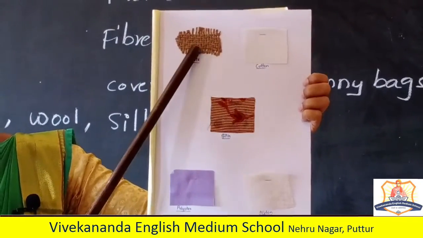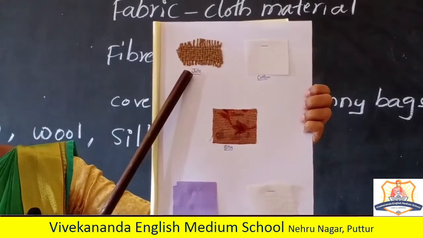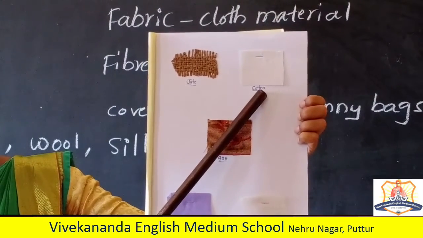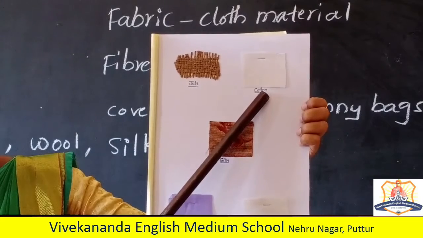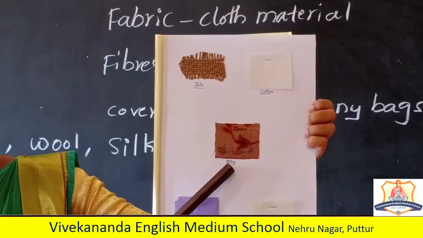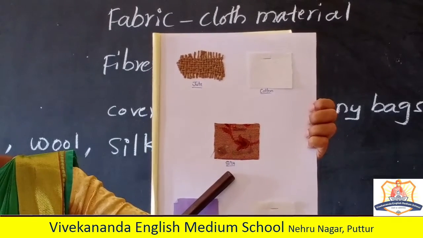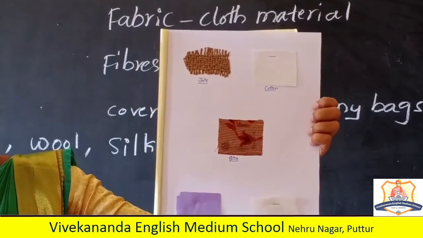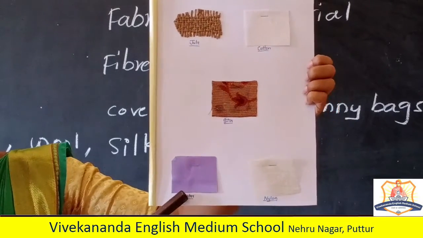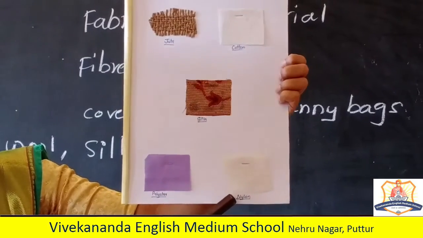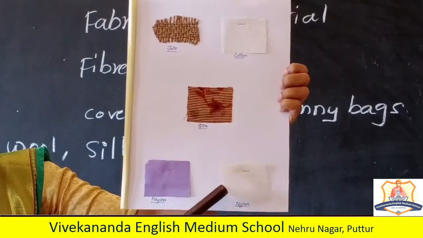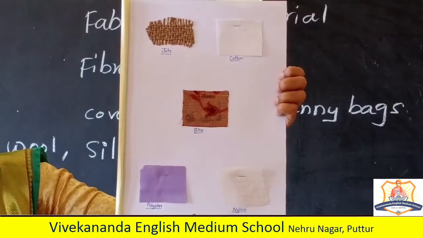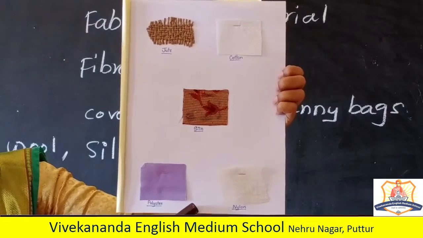So these are the different kinds of fabrics. See here, this is jute, and this one is cotton, a piece of cotton fabric. Then here you can see this is silk, silk fabric. This one is polyester, and this one is nylon. These are some examples of the different kinds of fabrics. You can see these are available, right?